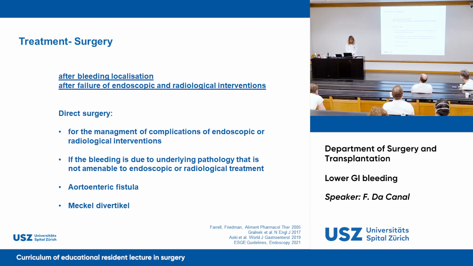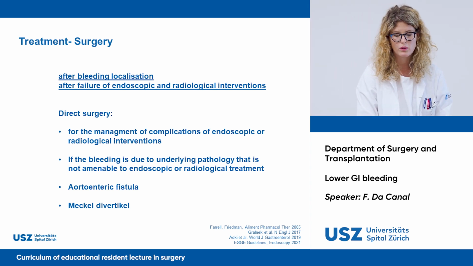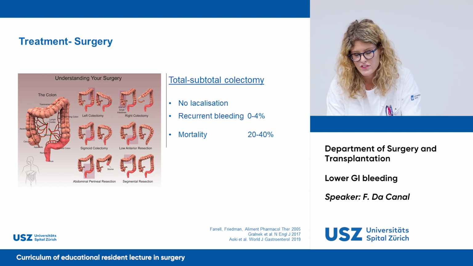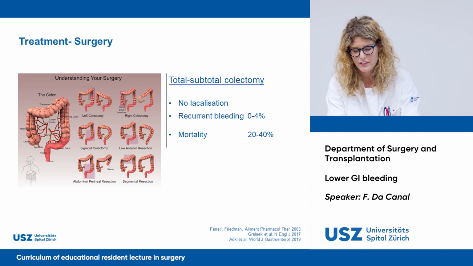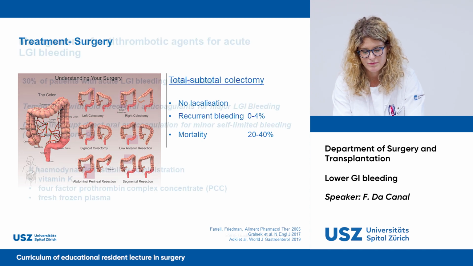Surgery should only be undertaken if the lower gastrointestinal bleed is due to pathology that is not amenable to endoscopic or radiological treatment. Emergency subtotal colectomy is an effective and definitive method of treating unlocalized massive lower GI bleeding, but it's associated with a high mortality and morbidity.